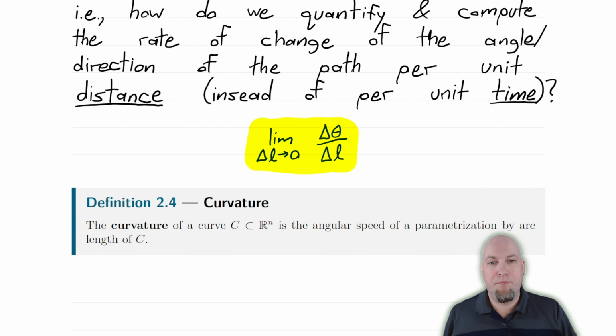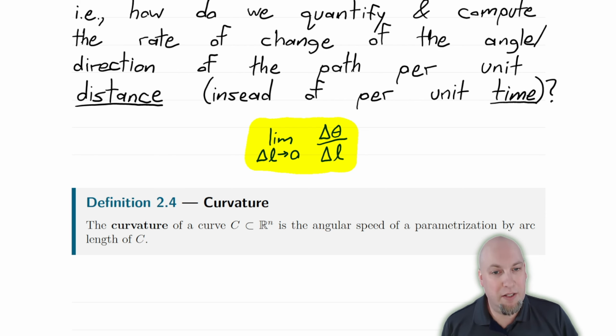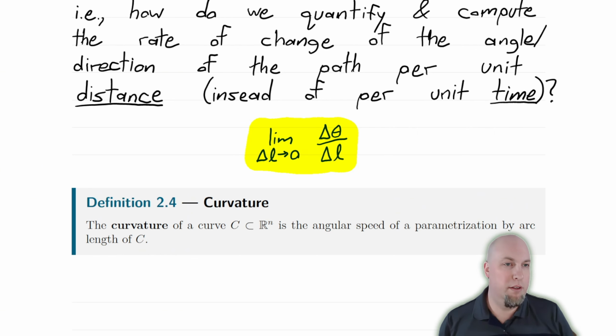Okay. In other words, what we're going to compute is this limit here. We're going to compute the limit as delta L goes to 0 of delta theta divided by delta L. So delta theta, that's the angle between two nearby tangent vectors, and delta L, that's a teeny tiny change in the amount of distance traversed along the curve. Okay, so that's our definition of curvature.